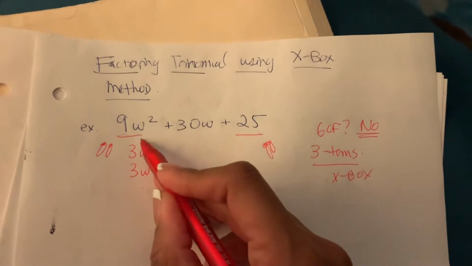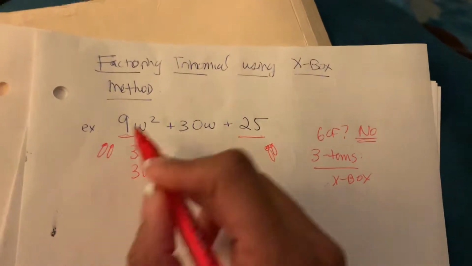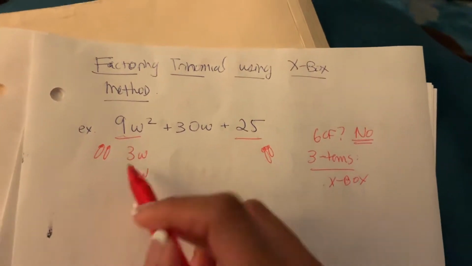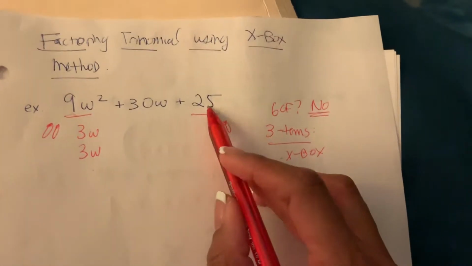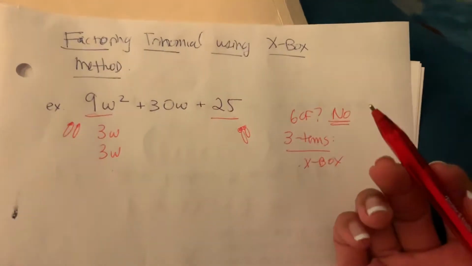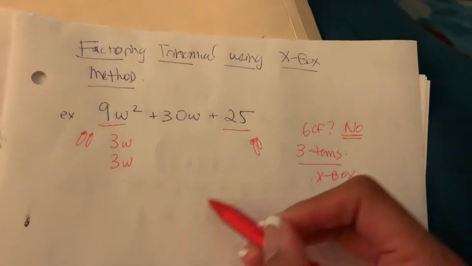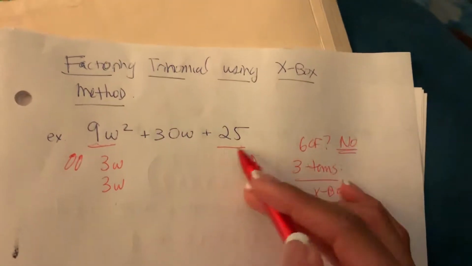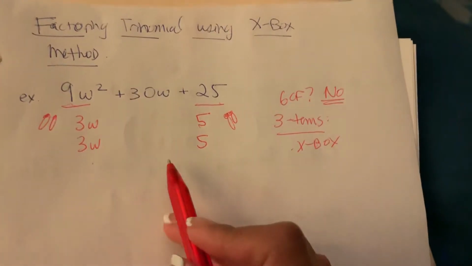So I'm just going to try 3w and 3w first. 3w and 3w will give me 9w squared. 9 and 1 will also give me the 9, but I'm going to try this first to see if it works. If it doesn't work, I'll switch to the other one. What are 2 numbers that multiply to give me 25? Well, 5 and 5, or 1 and 25, or 25 and 1. So the order does matter. So here I'm going to just choose 5 and 5.